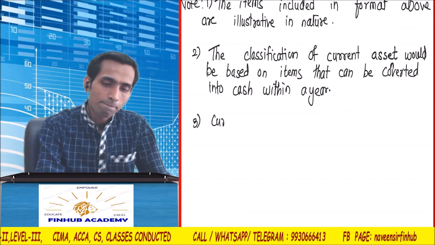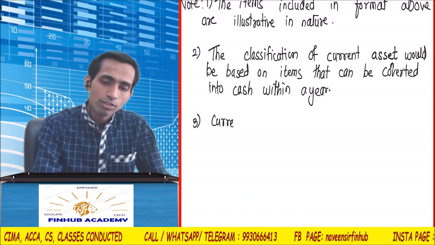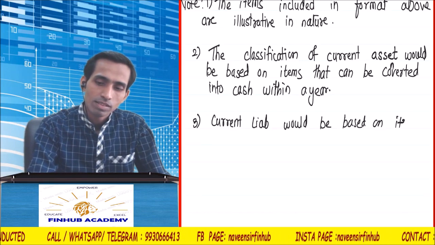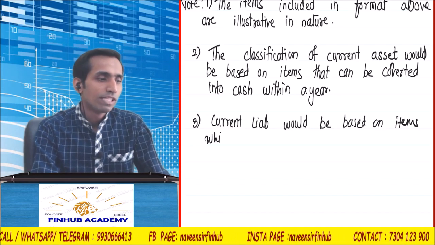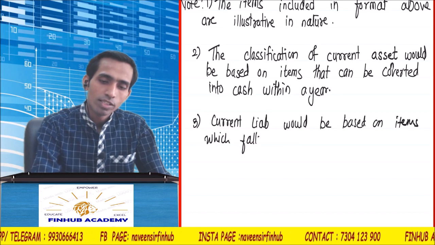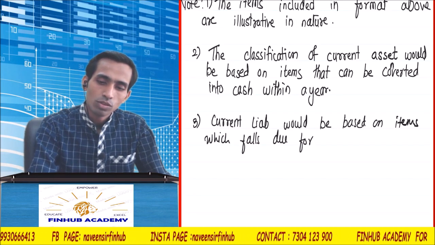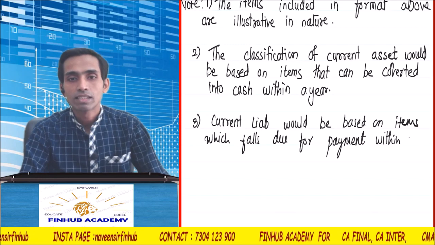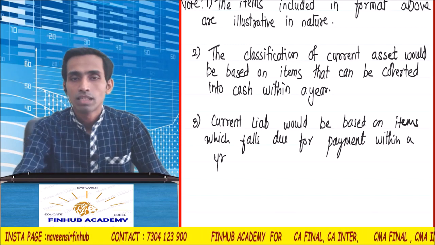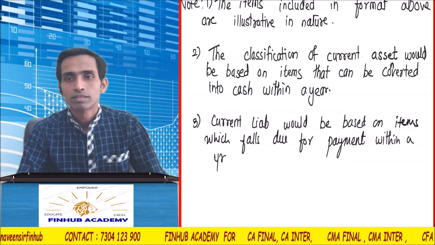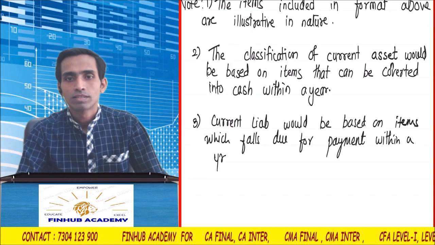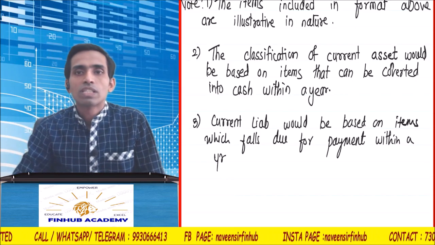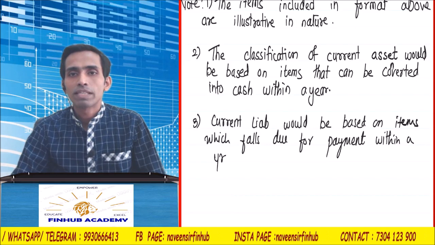Current liabilities would be based on items which fall due for payment within a year. Yes. Any mistake? So the current liabilities would be based on items which fall due for payment within a year. Please copy this.